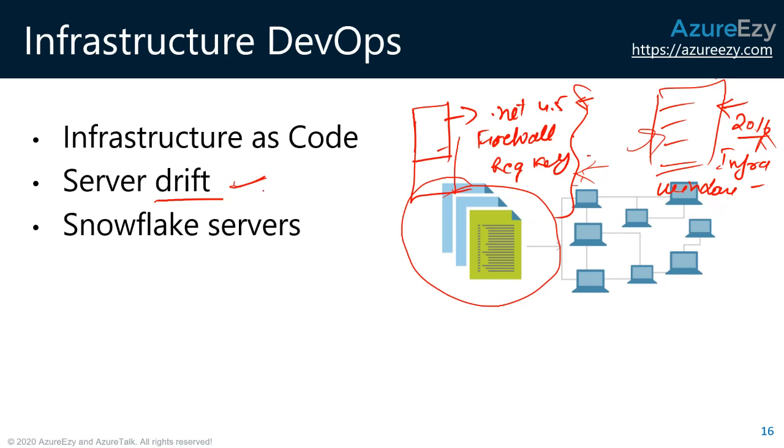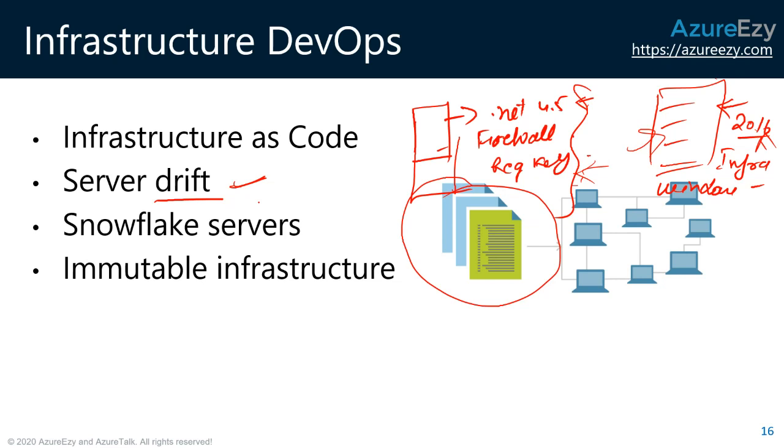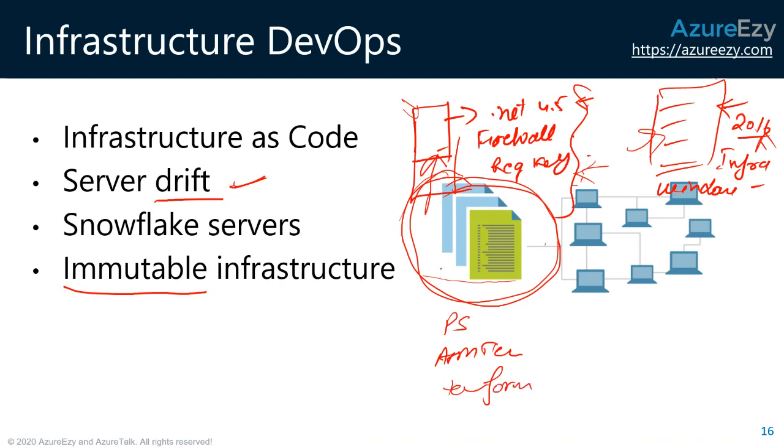But why can't we do this? Why can't we have an immutable infrastructure? What we mean by immutable infrastructure is that suppose we had the script to deploy this server. Instead of creating the server using some manual approach, if we had this script, some PowerShell file or ARM template, we will talk about ARM template or Terraform. There are various tools which are available in the market.